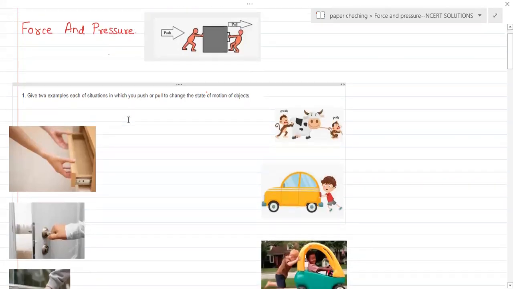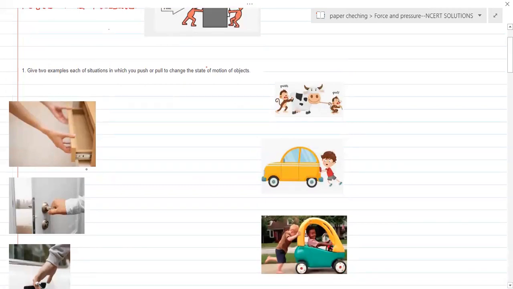First question that comes in NCERT is, give two examples each of situations in which you push or pull to change the state of motion of an object. So there are many situations in our daily life when we actually do that. Let's take few of these examples, right? So let's take example for pushing. Closing a door. Pushing a car.